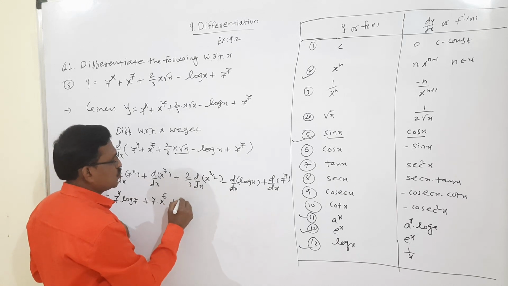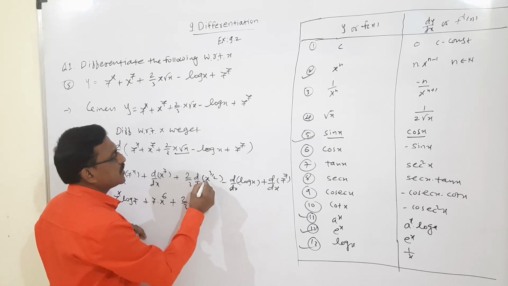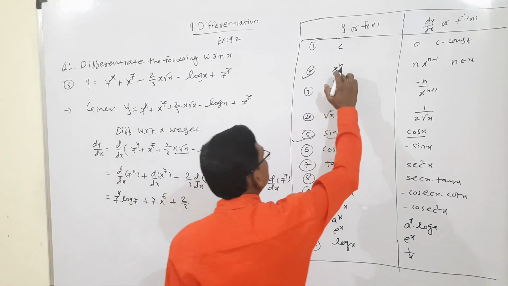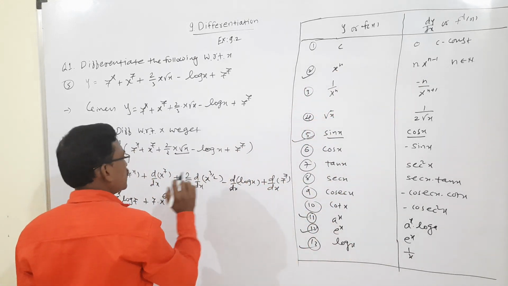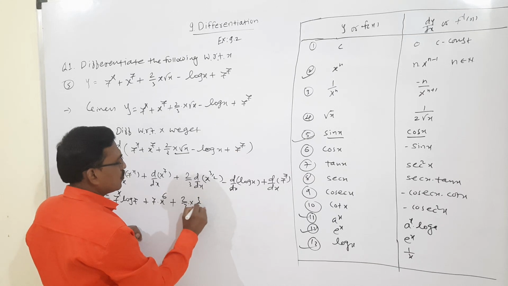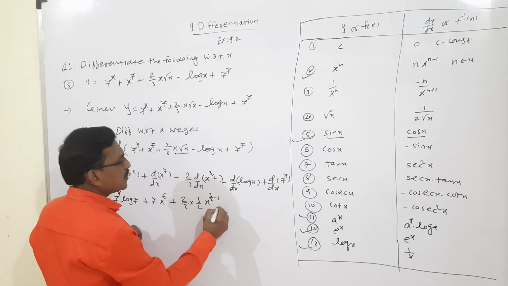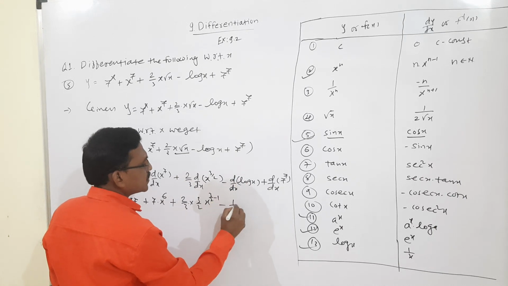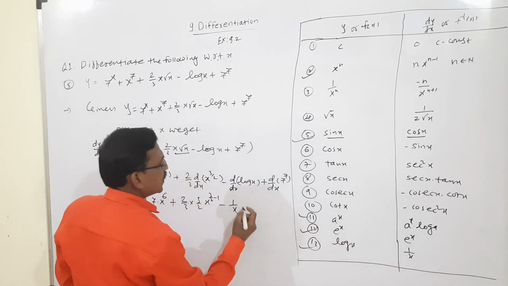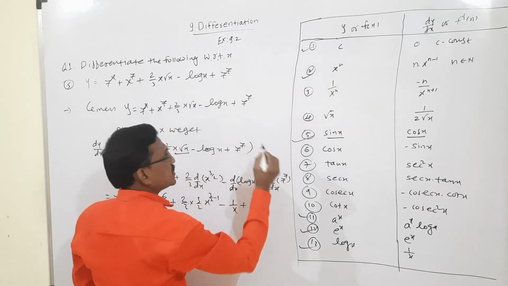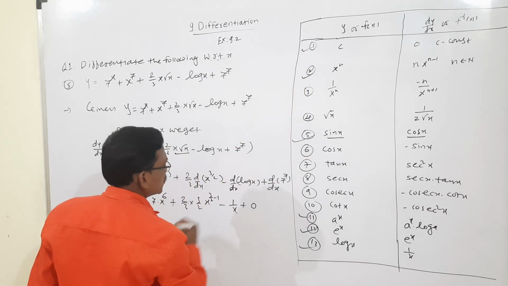Plus 2 by 3, as it is. Derivative of x raised to 3 by 2 means again we use the algebraic function or power function. n here is 3 by 2. So 3 by 2 into x raised to 3 by 2 minus 1, minus the derivative of the logarithmic function, which is 1 by x here, and plus the derivative of the constant function, which is 0. The derivative of a constant is 0.